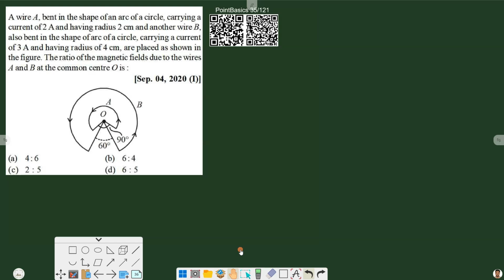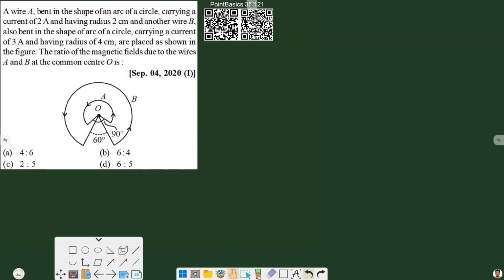And as we can see, let's go for the first wire A. The wire A's arc has a 90-degree part missing out of it. The wire A looks something like this. This is center O, and it has a circular shape, something like this. And this angle is 90 degrees as mentioned. Out of the whole circle, we have a 90-degree part missing.